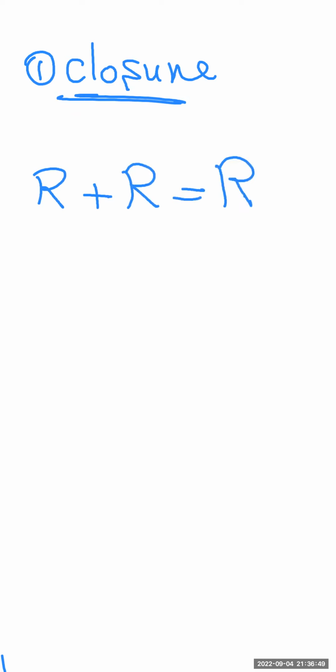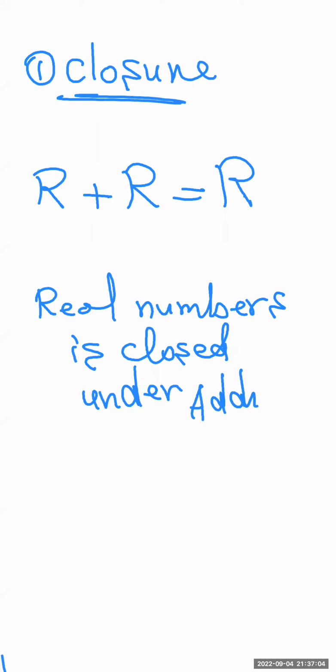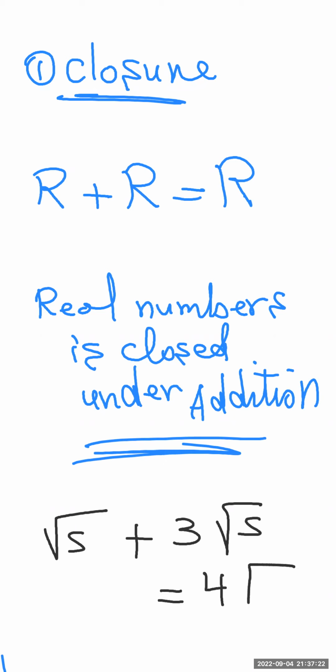That's why we said that the real numbers are closed under the addition process. Okay, because simply real number plus real number, of course, will equal a real number. So for example, real number plus another real number will equal a real number. Now here the coefficient is 1, and here it's 3. So 1 plus 3 is 4, and then write down square root of 5. So square root of 5 plus 3 square root of 5 will equal 4 square root of 5. So this one is the first property, the closure property.